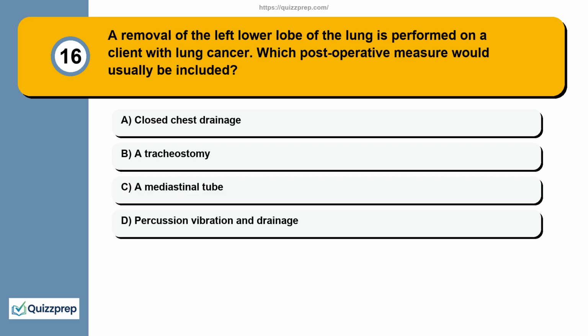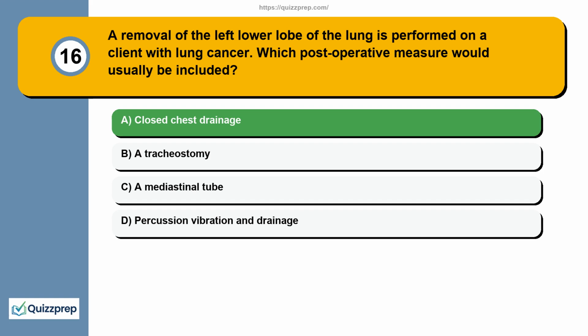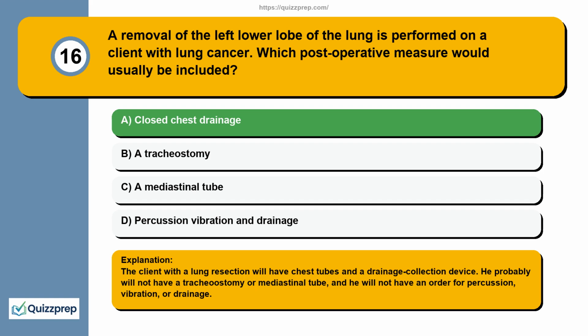Question 16. A removal of the left lower lobe of the lung is performed on a client with lung cancer. Which post-operative measure would usually be included? Closed chest drainage, a tracheostomy, a mediastinal tube, percussion, vibration and drainage. The client with a lung resection will have chest tubes and a drainage collection device. He probably will not have a tracheostomy or mediastinal tube, and he will not have an order for percussion, vibration, or drainage.